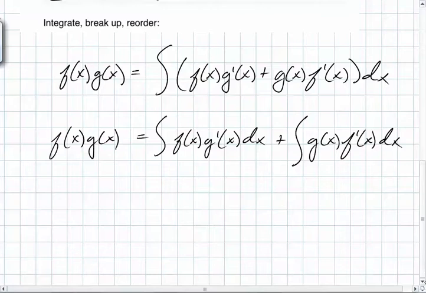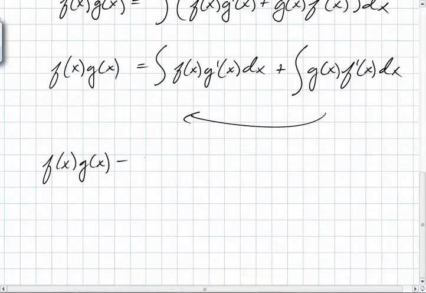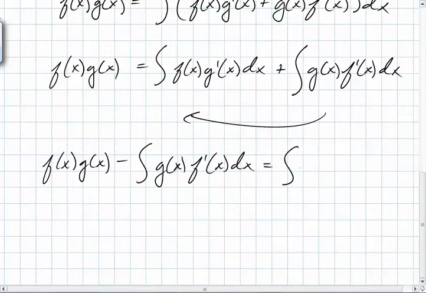So what I'm going to do now is move this one over to the other side arbitrarily, okay? So now I'm going to get f of x, g of x, minus the integral of g of x, f prime of x dx equals the integral of f of x, g prime of x dx. So all we've really done is play around with the product rule. We differentiated, we integrated, we moved some stuff around.